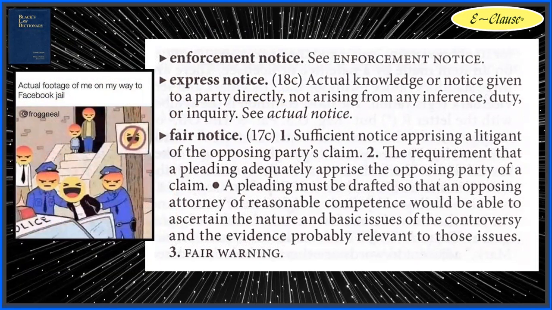Sufficient notice apprising a litigant of the opposing party's claim. Right? Say, well, hey, look, don't say I didn't warn you. I gave you fair notice. So when you hear me use those types of terms, trust me, I know exactly where they fit and why. So the requirement that a pleading adequately apprise the opposing party of a claim.